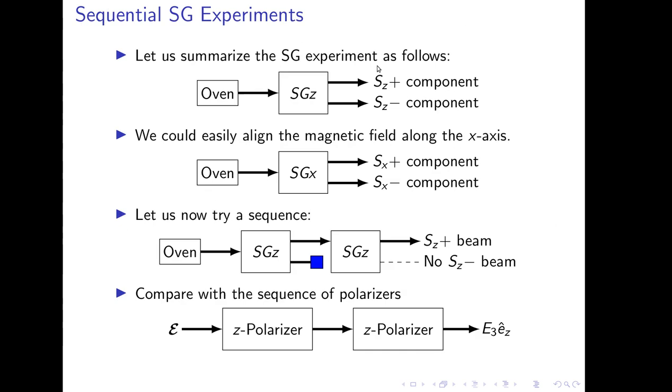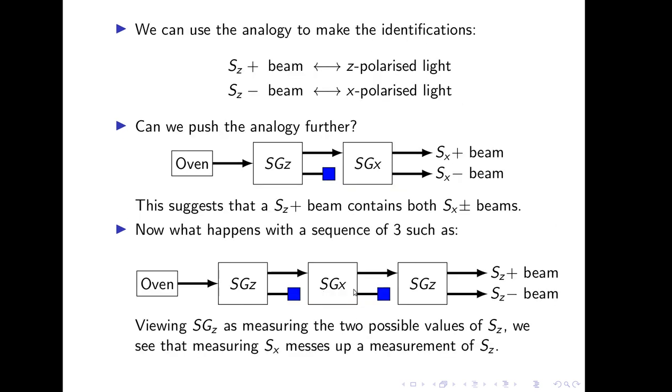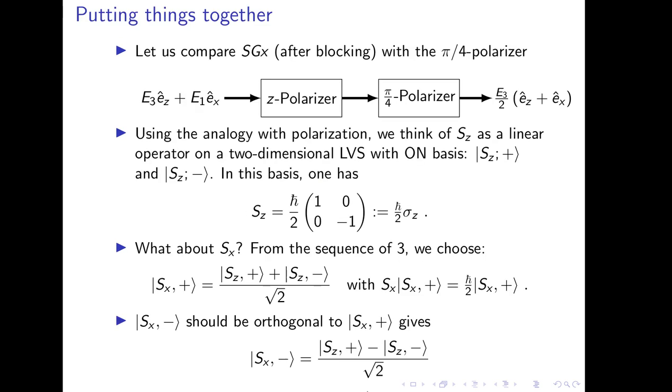We can look at the SGZ-then-SGX experiment which we saw here. This was giving something with equal components of both. So we can say that the state Sx plus is some linear combination, and we have a lot of freedom here. We put 1 and 1, and divide by root 2. This is just to make it a unit vector.